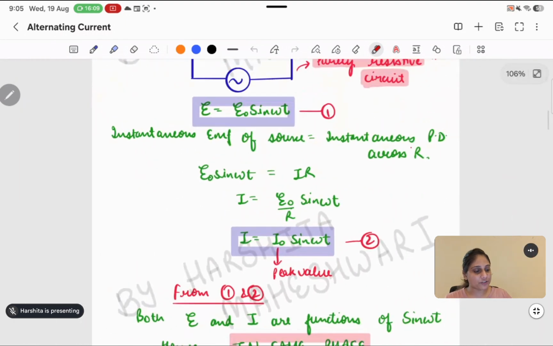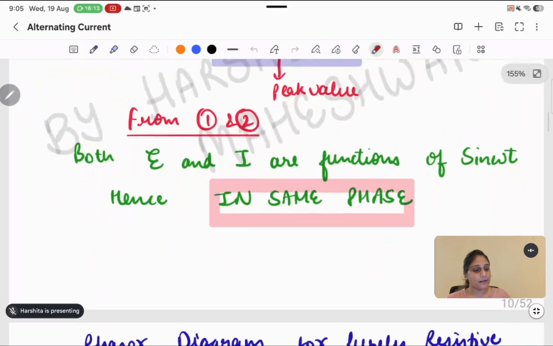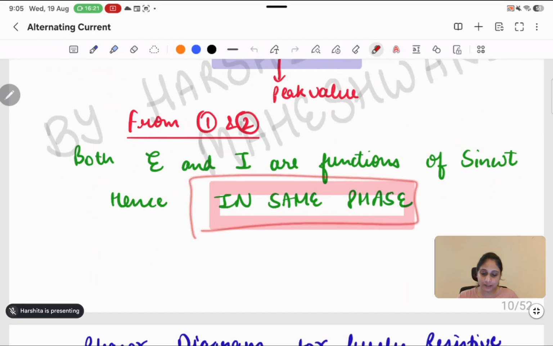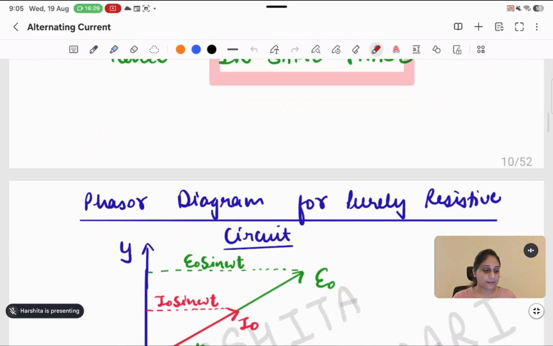So from these two equations, from the first and the second one, we can conclude the same thing, that both E and I are functions of sine omega t, and therefore they are in the same phase. Clear? Okay. This is the case of a purely resistive circuit. Now let's go ahead to the phasor diagram and the graph.